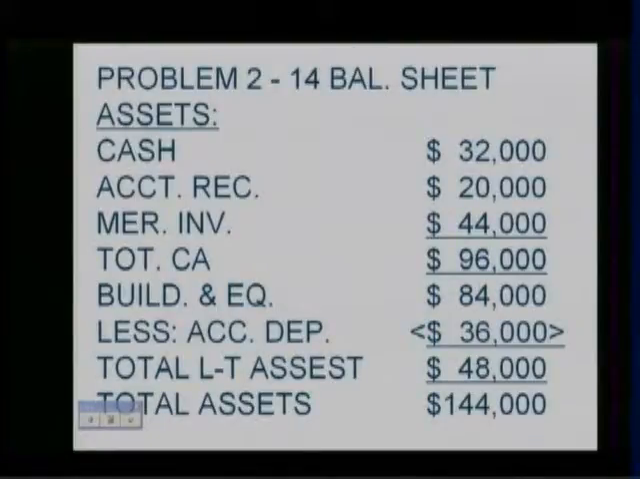Before you do your balance sheet, I'd like to remind you that you always do an income statement before you do a balance sheet, because your income statement, net income, will end up in retained earnings. So you can't do your balance sheet till you've done your income statement.